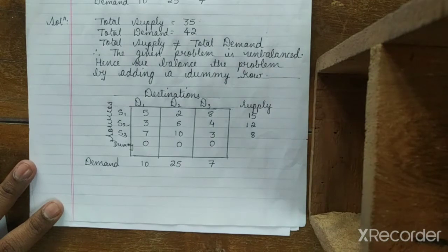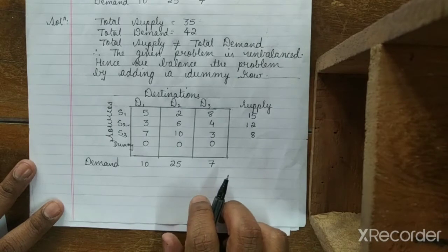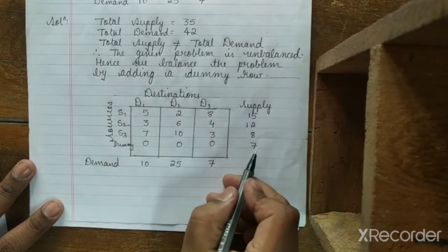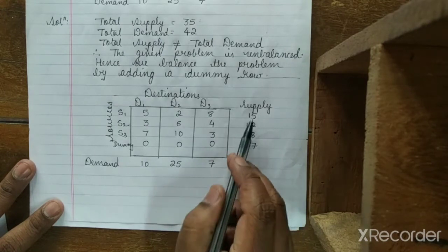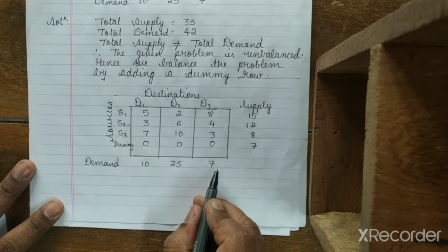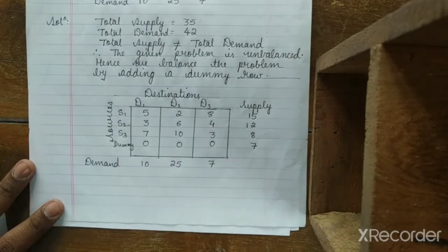Okay, whether it is a dummy row or a dummy column, you have to write 0, 0, 0 as the cost elements. Supply should be 7 in this case. Why 7? Because if it is 7, then only it will be balanced. See, now the total supply is 42, and the total demand is also 42. Therefore, the problem is balanced.